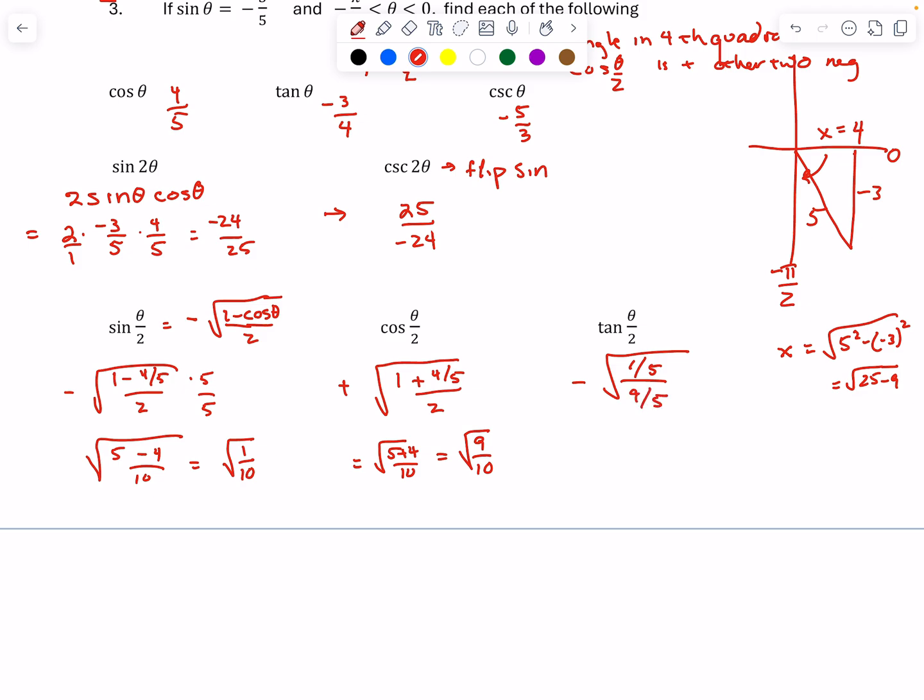Sine on top. And you can take the square root of that number, so I did.